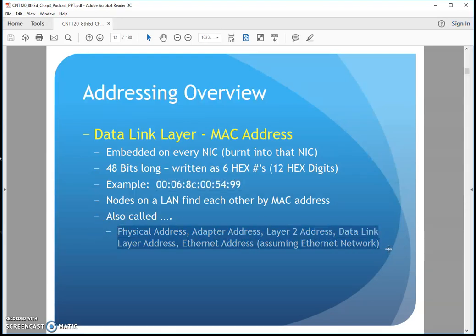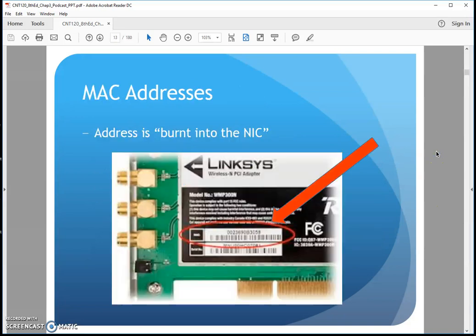And remember, we mentioned this earlier, there are also multiple names for MAC address. Physical address, because it's burned in; adapter address, because it's located on your network adapter; layer 2 address, because that's where it is in the OSI model, the data link layer. And last but not least, most networks on the planet are running Ethernet, so most of us are using Ethernet NICs. So a lot of times this also gets called the Ethernet address, because that's the address used on Ethernet networks to find computers. That's where you hear that name a lot of times.